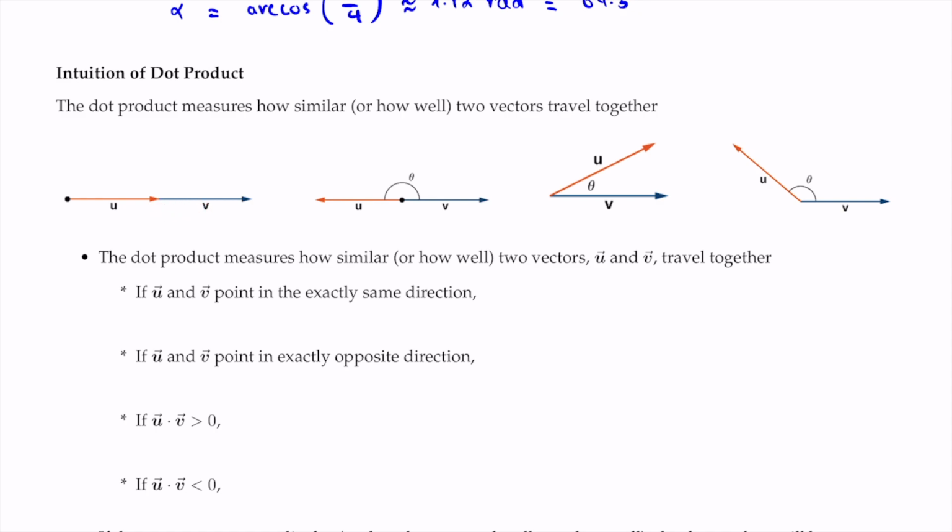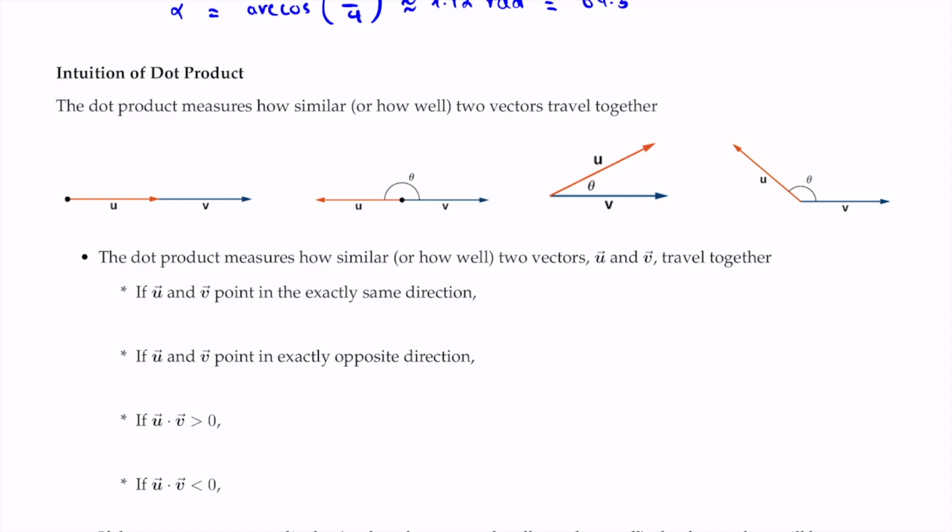same direction. In the second case, you have u and v pointing in completely opposite directions. In the third case, u and v point in kind of similar directions. And the last case is where u and v point in opposite directions, but not exactly opposite. So again, the dot product measures how similar or how well two vectors u and v travel together.